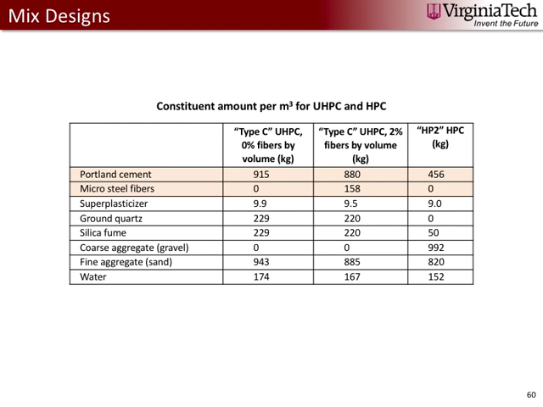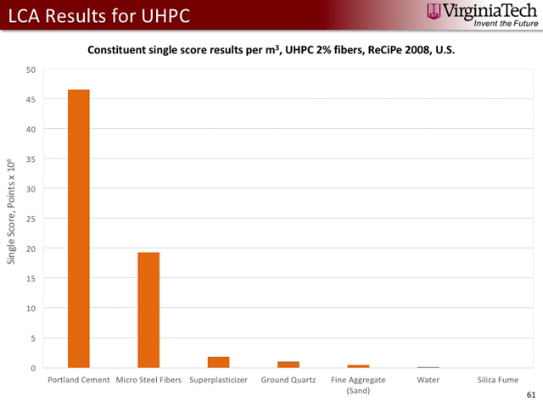Here are the mix designs for UHPC with and without fibers and HPC. And we can see that the amount of Portland cement differs between these two types of concrete. I've highlighted the top two entries. As you'll see in the next slide, they contribute the most to the environmental impact of the shear walls. Here are the life cycle assessment results for a unit volume of UHPC with fibers, and we can see here that the environmental impact of the material for a unit volume, again, is dominated by the Portland cement and the microsteel fibers.